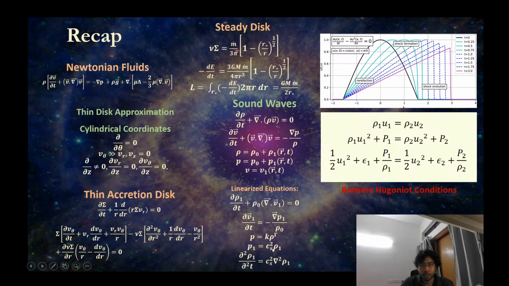Now, if you take the double derivative of the first equation with respect to time and then put in the value of dv1 by dt from here, you get this equation. Using this relation, you're left with del squared rho 1 by del t squared equals c squared grad squared rho 1. At this point, we saw that this equation resembles a wave equation.